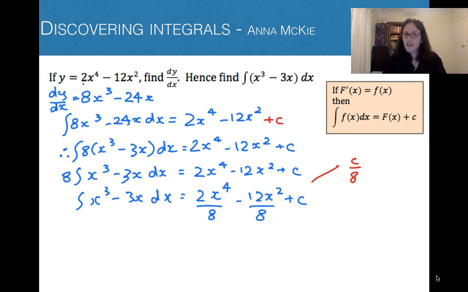So whenever you do one of these types of questions, you don't have to do that operation, the divide by 8. You can just leave it as plus c every time. We know that you understand what's happened.